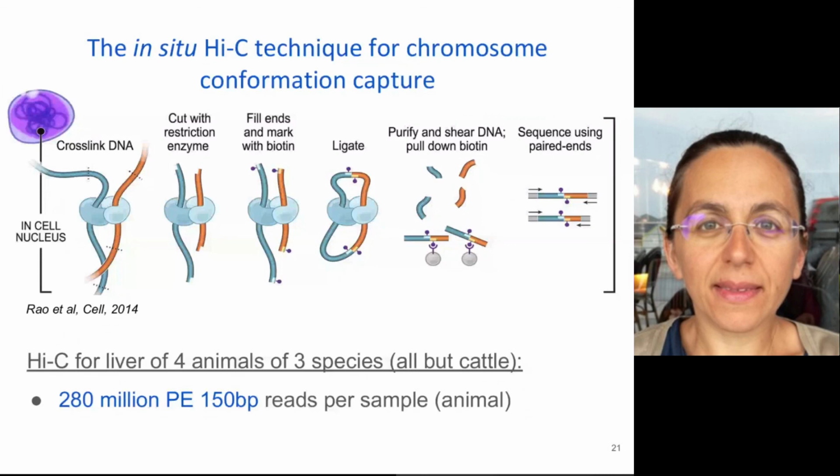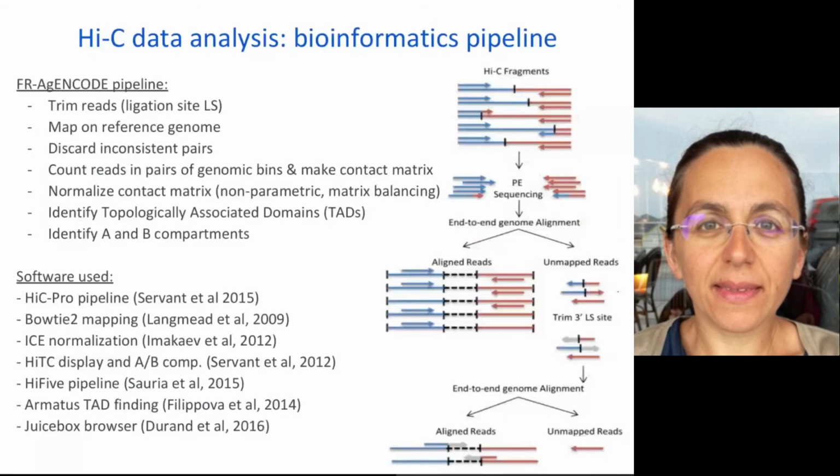On the next slide, we have the pipeline that we used. So it's basically the HiC-Pro pipeline, that was developed at Curie Institute. And then to characterize the TADs, we used the Armatus software, and we used an in-house tool for AB compartments. We'll come back to this. The normalization was done with ICE, a matrix balancing kind of normalization. And I can come back to all this Hi-C analysis later on if you want.